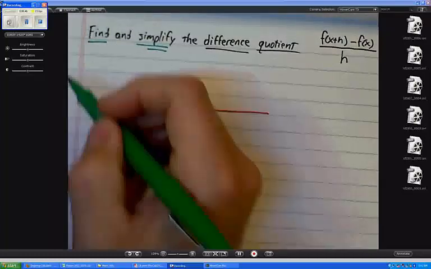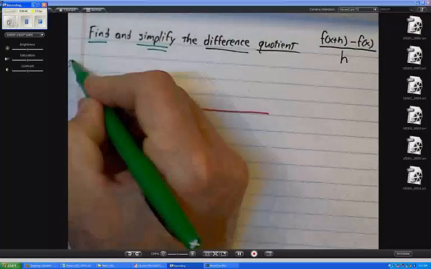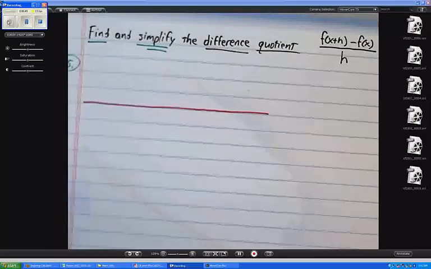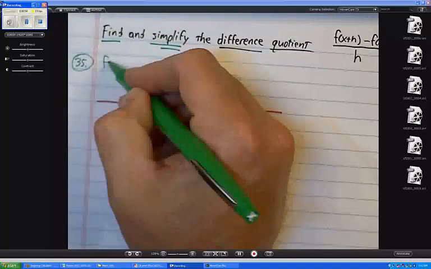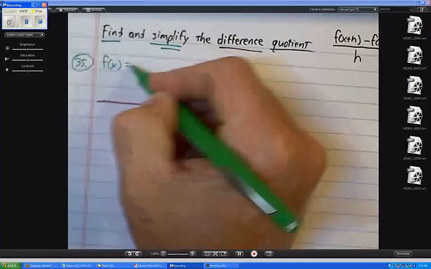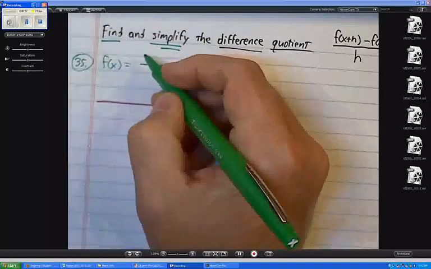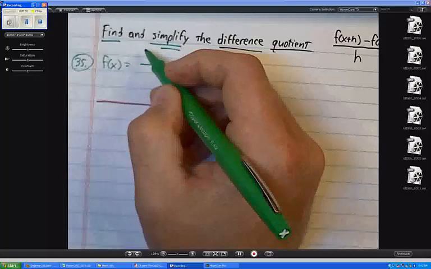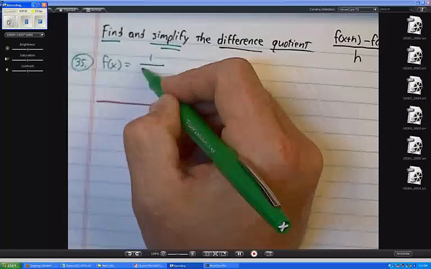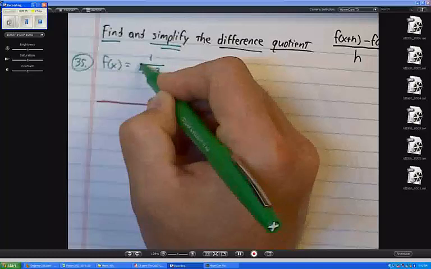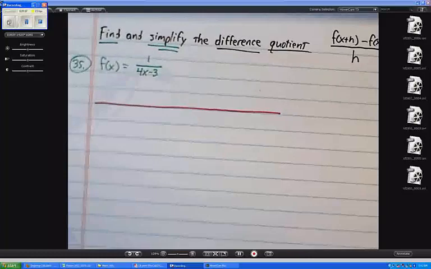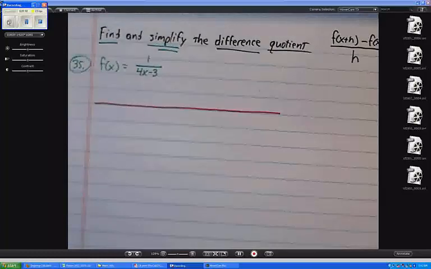You guys asked me to do 35 the most, probably because it's a fraction, right? We don't like functions with a fraction bar in them. So what's the function? F of x equals 1 over what? 4x minus 3. Okay. So I'm going to use that as my function for this example. All right. So I have a nice big fraction bar.